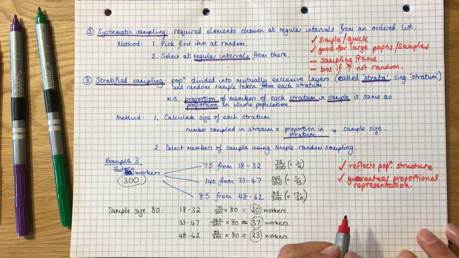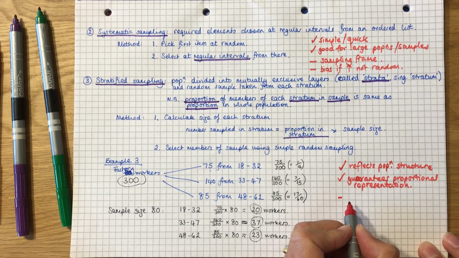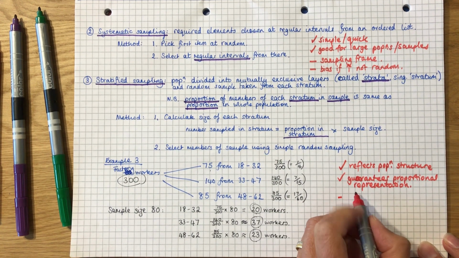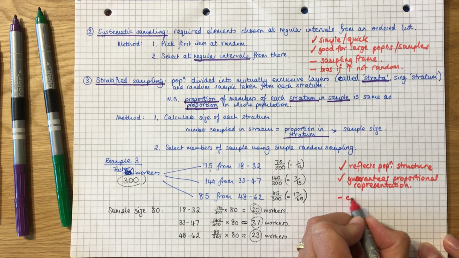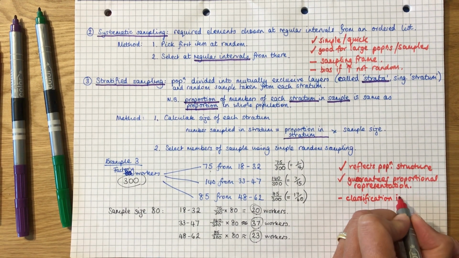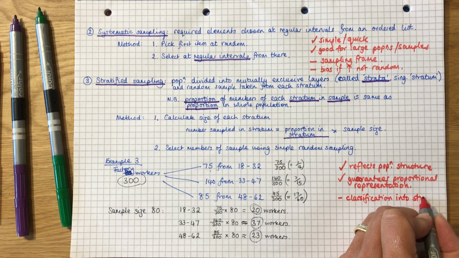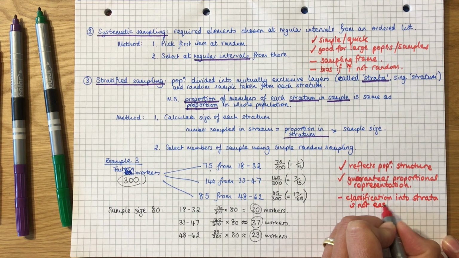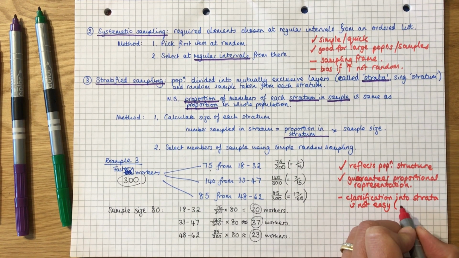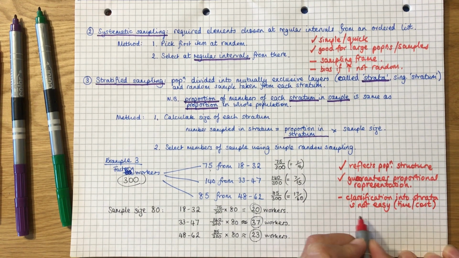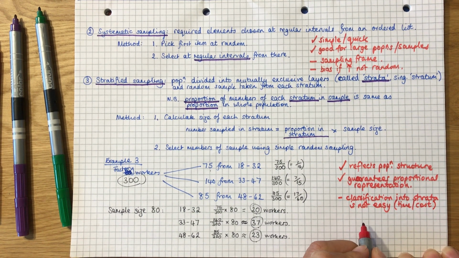Now, disadvantages, you do have to spend some time classifying your population into the strata, so that can be time consuming. So classification into the strata is not easy, and remember, by easy I'm kind of referring to things like time and cost here, as well as literally the difficulty of doing it.